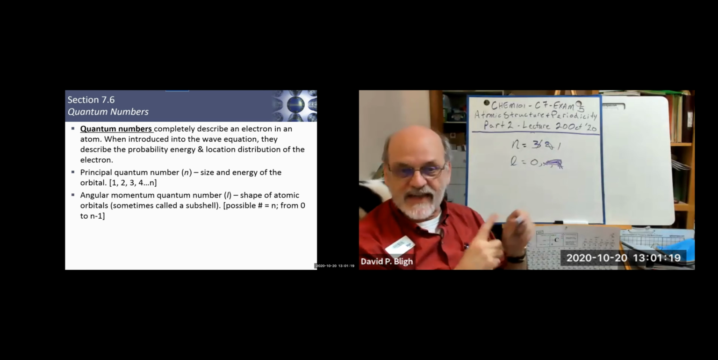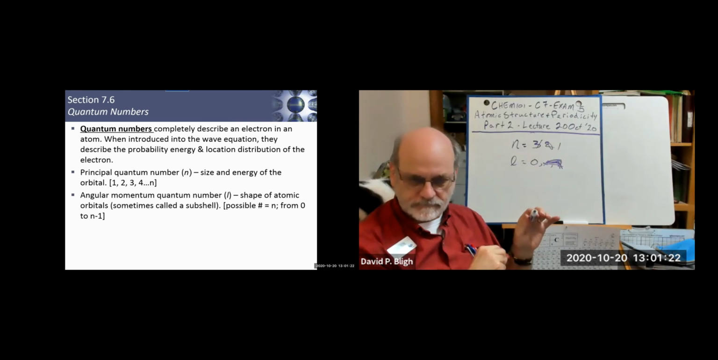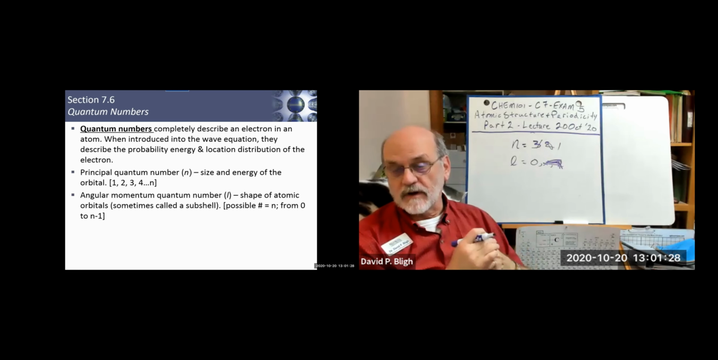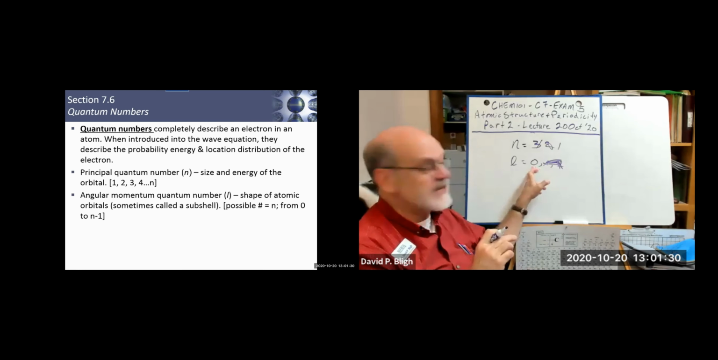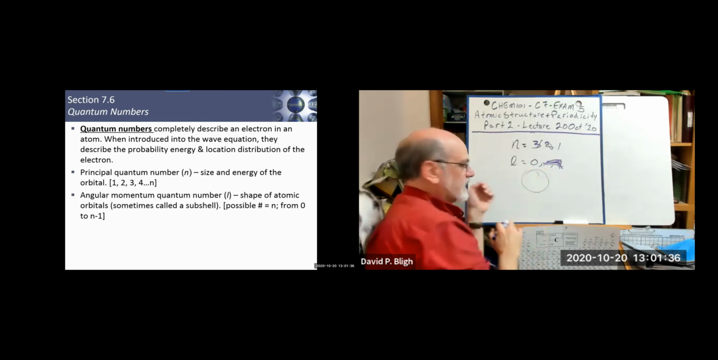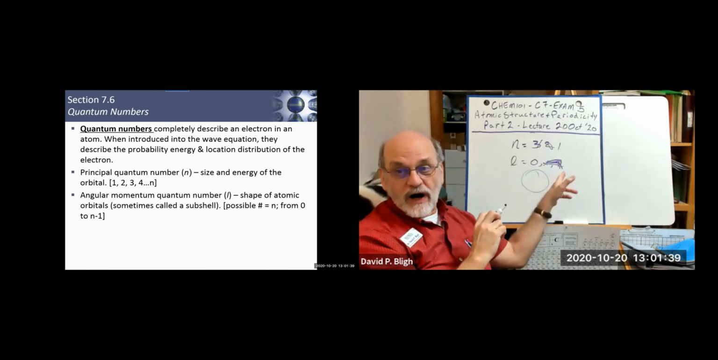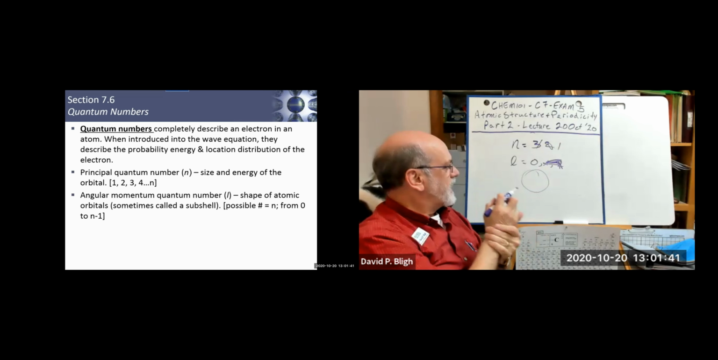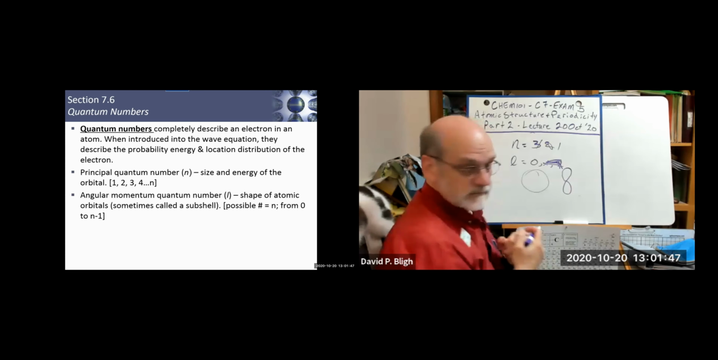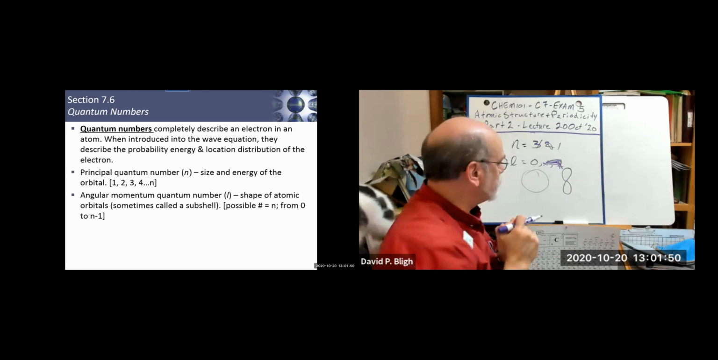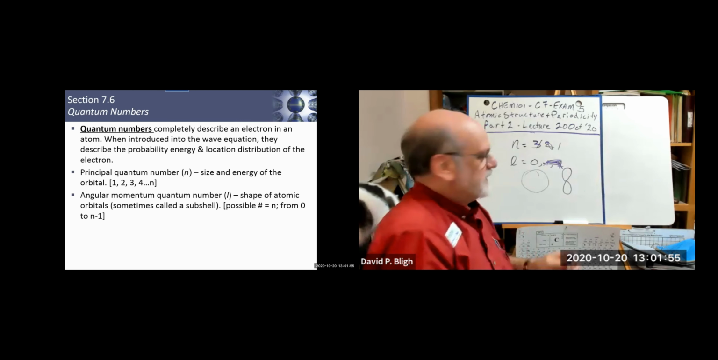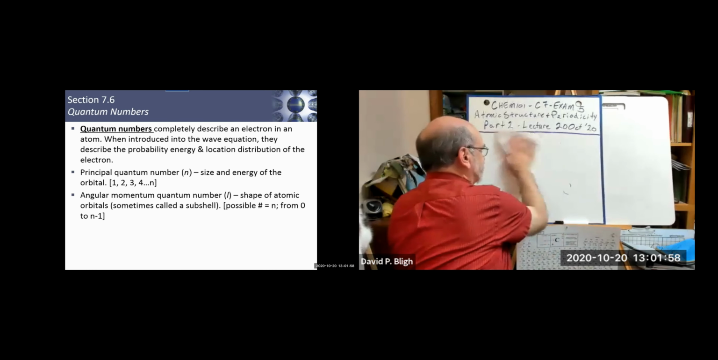Okay, that's the angular momentum quantum number, and it's used to describe the shape of the orbital. If it's a 0, then it's spherical in shape, like that. If it's 1, then it's kind of a dumbbell. Okay, and if it's 2, it gets weird. So I'm not even going to bother with that.